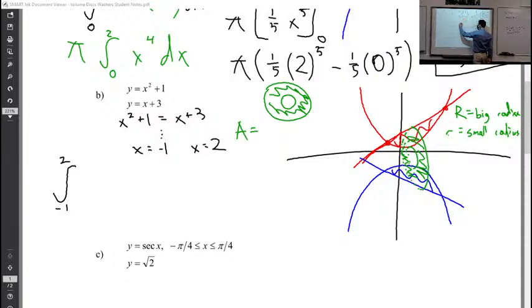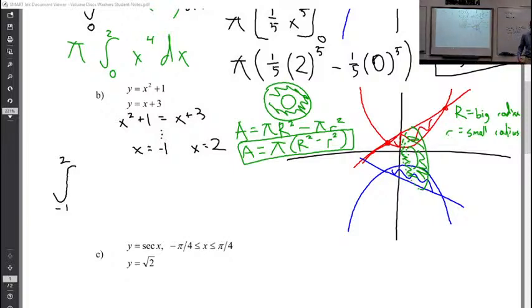The area of the whole circle is pi times big R squared. Then we subtract off the smaller circle that we don't want. That's pi times little r squared. I'm going to go ahead and factor a pi out of that: pi times big R squared minus little r squared. And for washers, this is the formula that we're going to use when we do these areas. It's pi times big R squared minus little r squared.